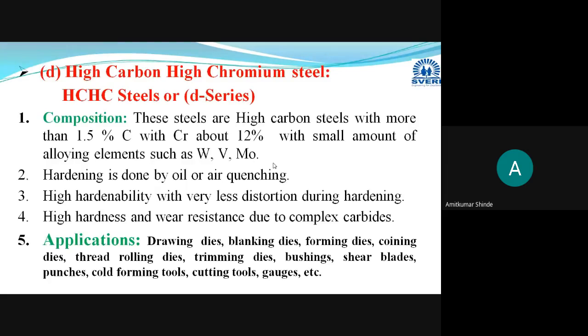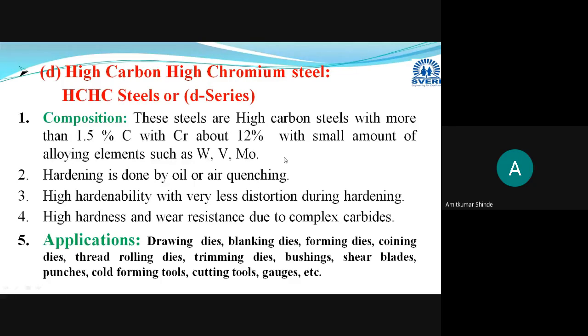High carbon steels with carbon percentage more than 1.5, as the name high carbon indicates. High carbon, high chromium: high carbon means carbon more than 1.5%, and high chromium means chromium about 12%, with a small amount of other alloying elements, only these three: tungsten, vanadium, and molybdenum. This is the composition.